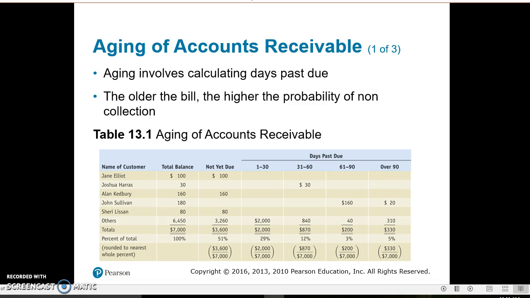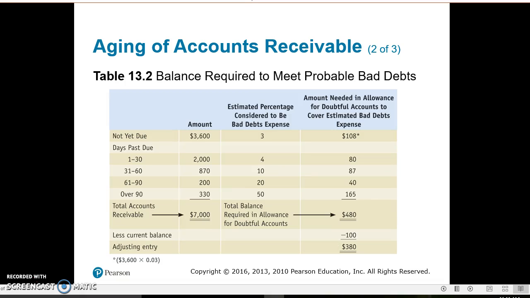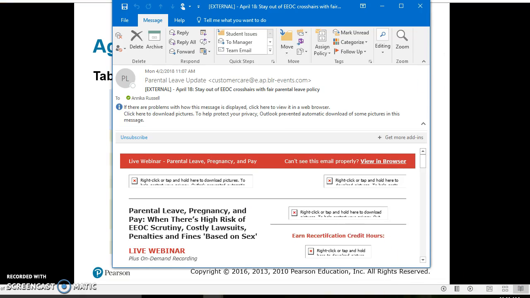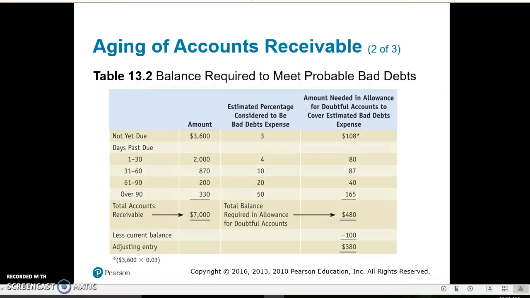So you have 3,600, 2,000, 870, 200, 330. And then you would look at that and say, okay, our total accounts receivable would be 7,000. And what estimated percentage we have over those. And then you get your adjusting entry. Your current balance is already $100, so that means you have an adjusting entry of 380.